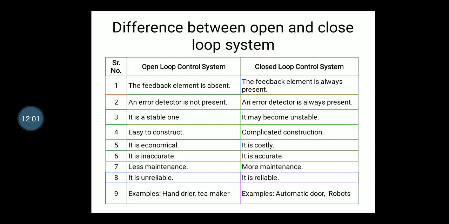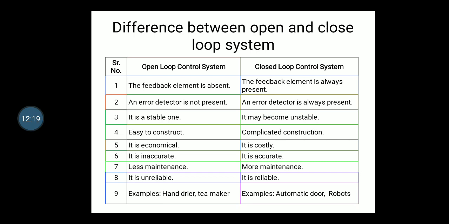Open loop system is a stable one, right? Why? Because it doesn't have to worry about the output. It is very stable. But closed loop systems sometimes become unstable, right? When the output is not in control, we have to bring it under control. So that's why the system becomes a little bit unstable.